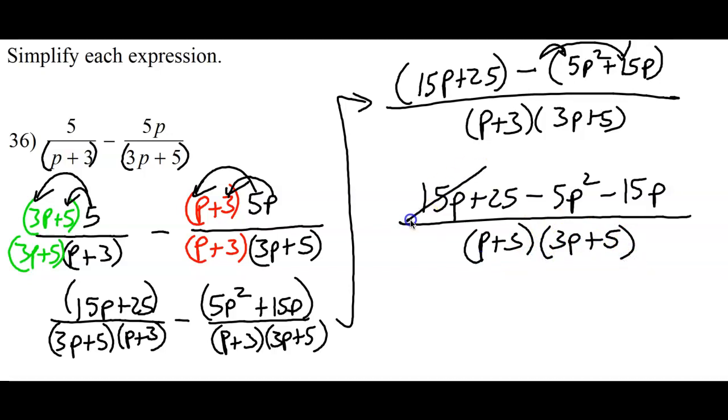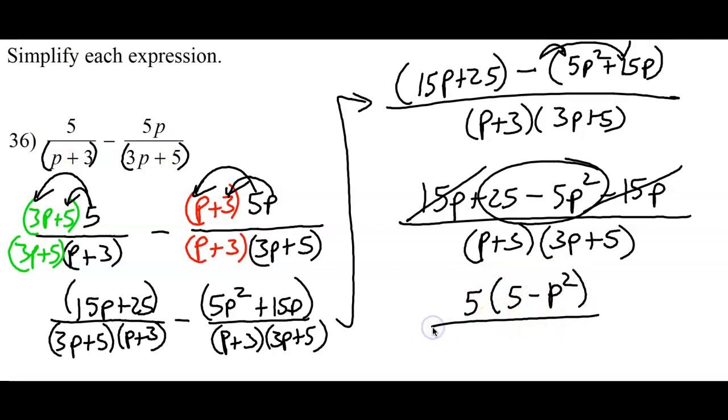Okay, now these 15p's cancel out. And we can also factor a 5 out of what's left there. Now you may not have to do that. In fact, maybe we shouldn't have, because I can see that nothing reduces. So chances are they probably would have just left the top as 25 and 5p squared. But there it is. That's our final answer.